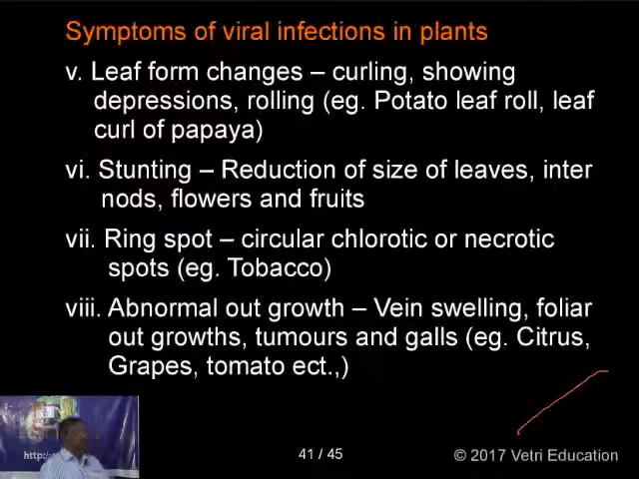And the ring spot: circular, chlorotic or necrotic areas, either yellow color or dead tissue, are formed on the leaves. Example, tobacco plant. And abnormal outgrowth, that is, swelling of the veins takes place, and foliar outgrowths. Sometimes you can find tumors or galls in the leaf. For example, citrus, grapes, tomato, etc.